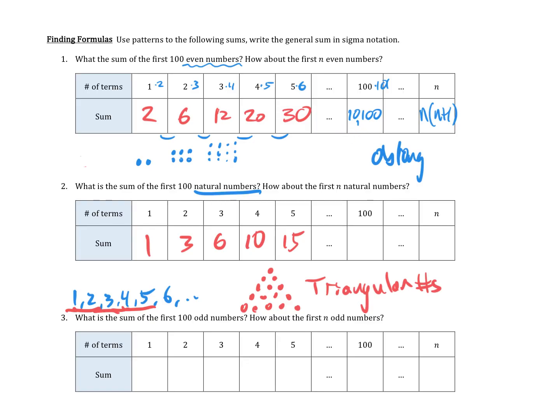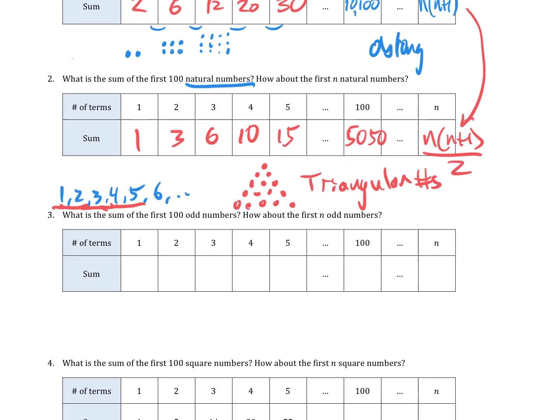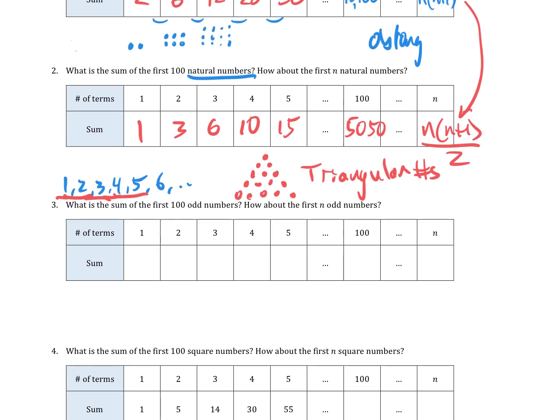So half of 10,100 would be 5,050. Notice that's the question we just did at the first part. What's the sum of the first 100 numbers? Counting numbers, that is. It's 5,050. So half of this gives us n times n plus 1 divided by 2. And those are the triangular numbers. Very important numbers in mathematics. So a couple more here.